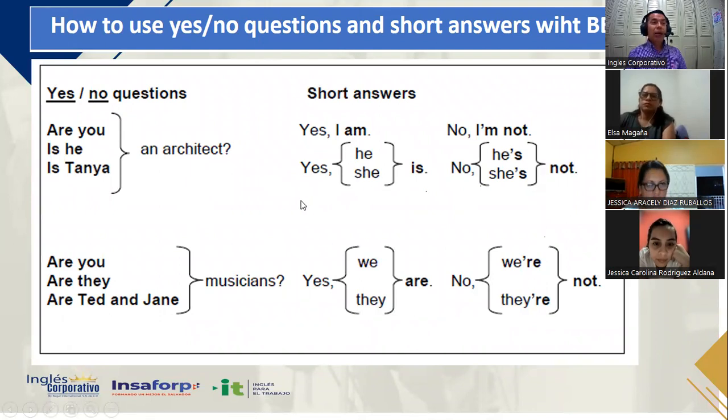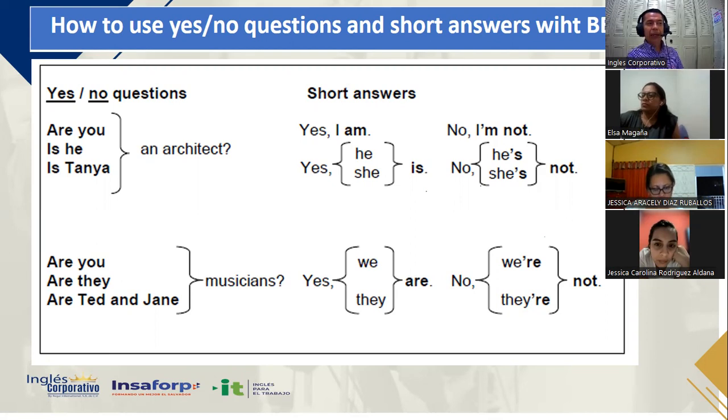And in plural, look, are you musicians? Yes, we are. No, we're not. Are they musicians? Yes, they are. No, they're not. Are Ted and Jane pupuseros? Oh, no, sorry, pupuseros no, it's musicians, right? Are Ted and Jane musicians? Yes, they are. Oh, no, they're not, right?